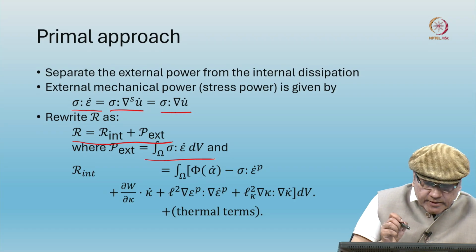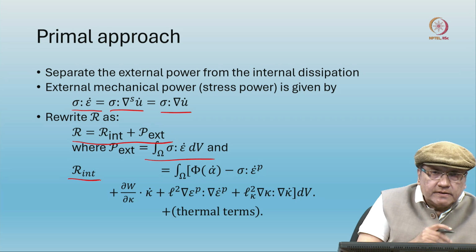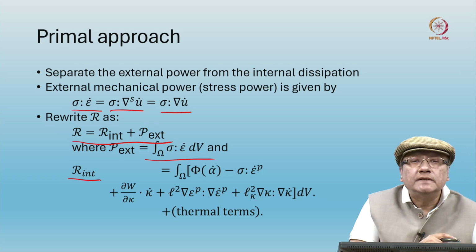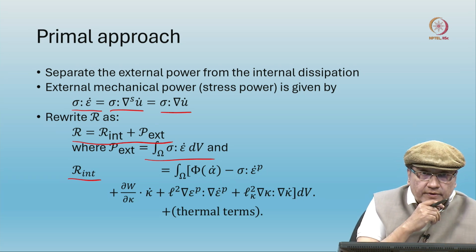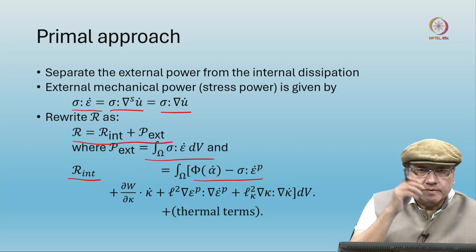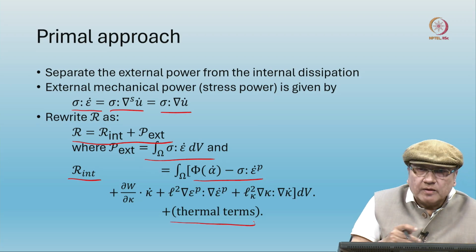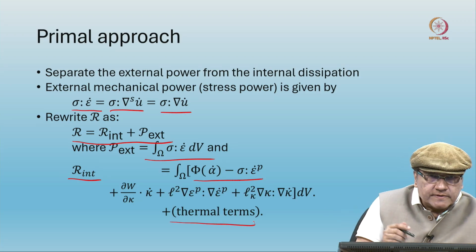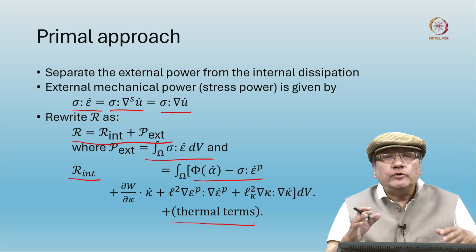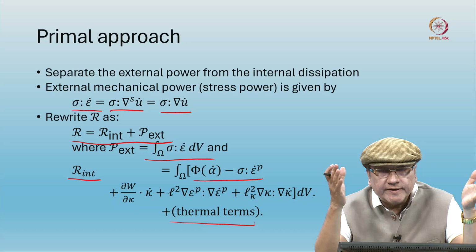Okay, so basically we have, let us first do R internal, because that is the only term out of these two terms, R int and P ext, which will have these internal variables in it. Let us consider the thermal terms later on, because even in the presence of no thermal transport, these gradient effects will be very important.